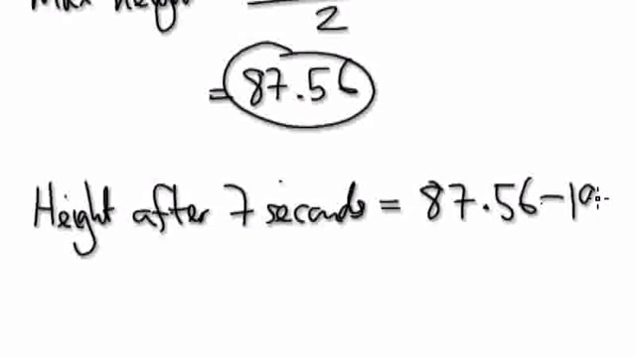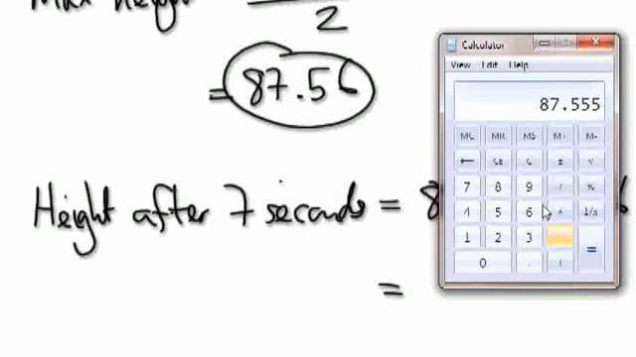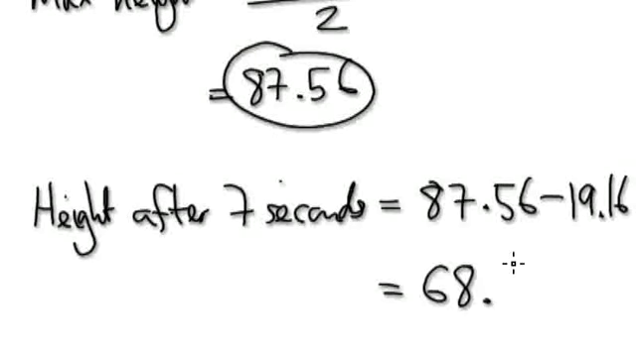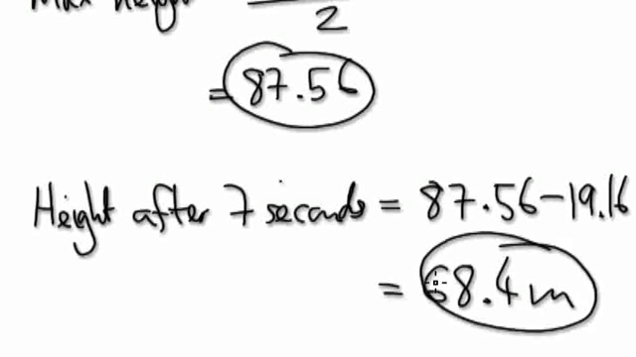19.16. So that equals, calculator. Hang on. Let me do it again. 87.56 take away 19.16 equals 68.4 meters. So this is your answer.